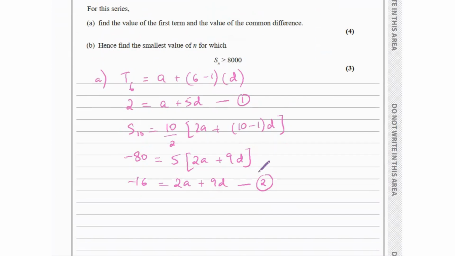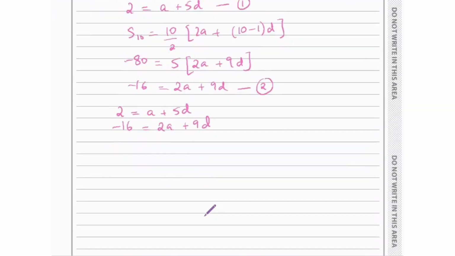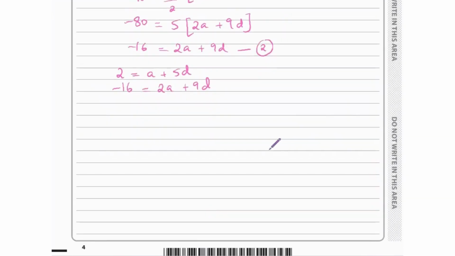Now we're going to solve these two simultaneously to find the value of a and d. So 2 equals a plus 5d. Negative 16 equals 2a plus 9d. You can use elimination or substitution method. Either will get the correct answer. I'm going to use the substitution method, and I'm going to make a the subject in the first equation. So a equals 2 minus 5d. I'm going to substitute this into the second equation. So sub 3 in 2.